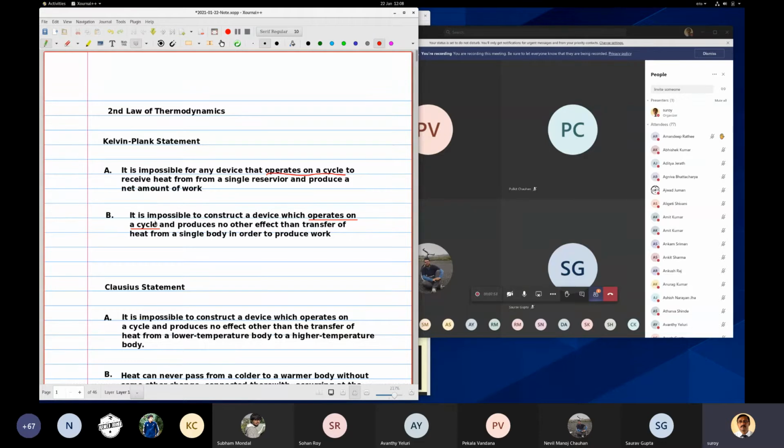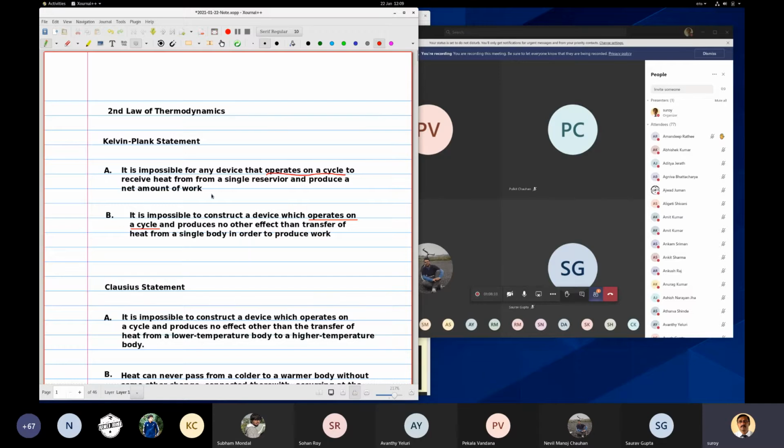It says you cannot get heat from a single body and produce work, right? So it is impossible to construct a device which operates on a cycle and produces no other effect than transfer of heat from a single body in order to produce work. So you cannot have only heat being transferred from a single body and then producing work. Something else also has to happen. Right? So that is a different way of stating the Kelvin-Planck statement.